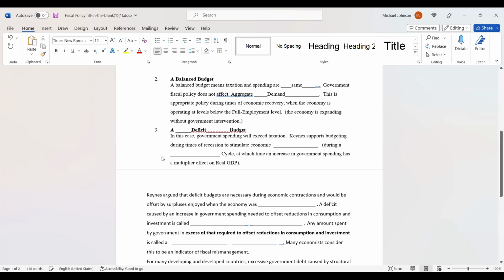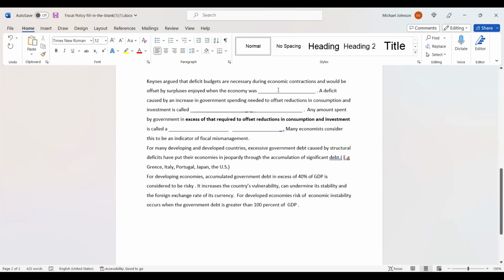And then when should it happen? During a peak, trough, recession, or expansion or contraction? Yes, trough would be it. And then what else would it work in? Yeah, contraction. Good job. And then Keynes argued that deficit budgets are necessary during economic contractions and would be offset by surpluses enjoyed when the economy was what?